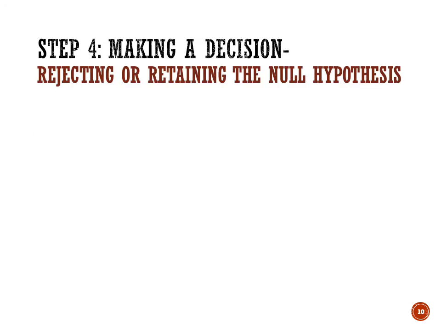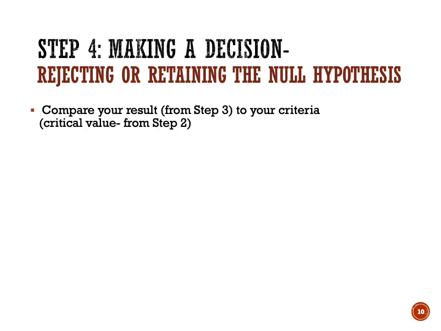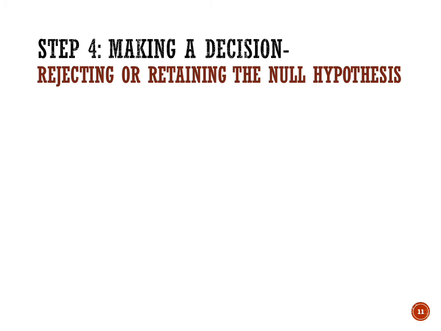And then lastly, step 4 is to make a decision. In order to do that, you're going to compare the result, the statistic that you computed in step 3, to the criteria or the critical value that you found in step 2. And based on that comparison, you're going to have 2 options. You can either reject the null or retain the null hypothesis. So let's talk about what that means.